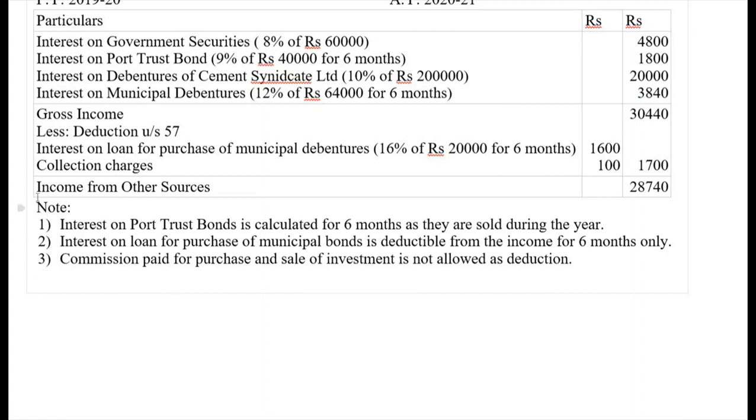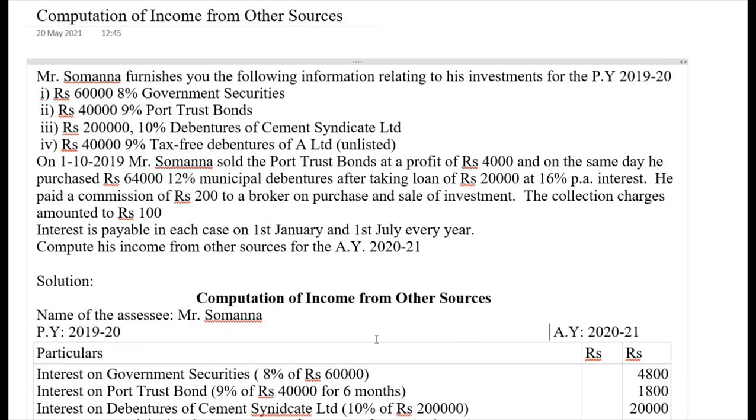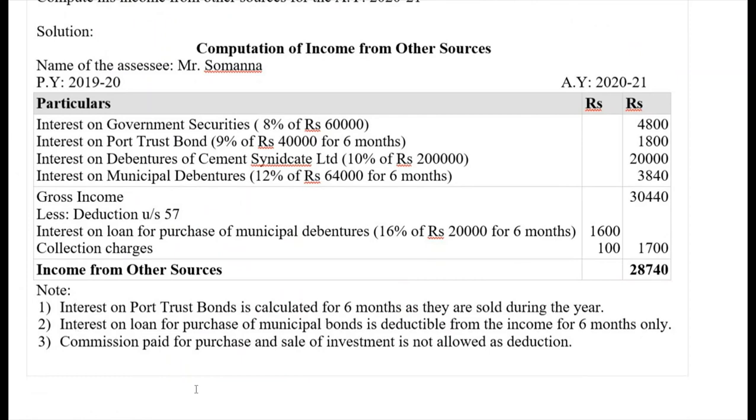So this is how we need to calculate the income from other sources. Let me make this board clearer here. So this is how we need to compute here. The only thing we should notice here is that interest on loan borrowed for the purpose of purchase of securities is allowed as a deduction, but not the commission.